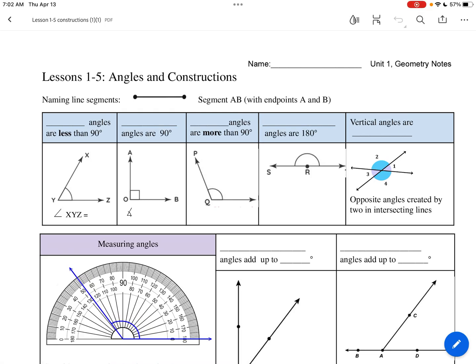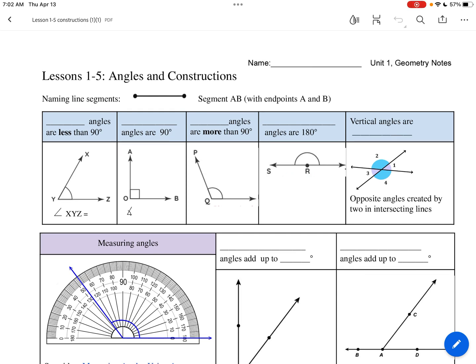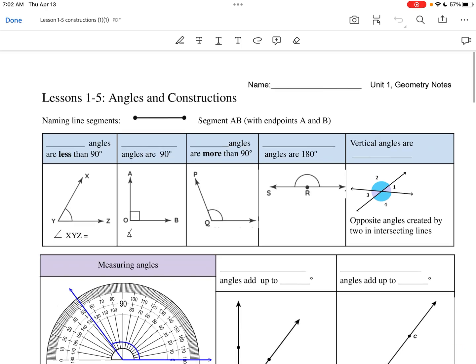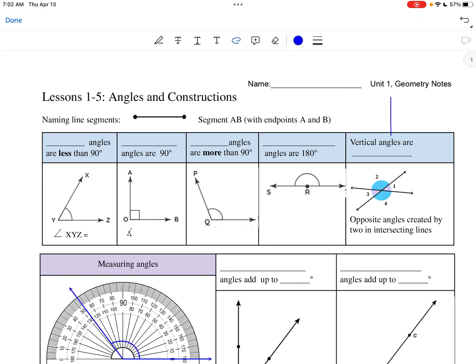Lessons 1 through 5, angles and constructions. So the first thing we're talking about is a line segment. A segment has endpoints, whereas the lines that we've been graphing on the coordinate plane do not have endpoints. They go on forever. We represent them with these little arrows that show that they go on infinitely. But when we're talking about a segment, we give it endpoints. And this segment AB, we could label it with the endpoints A and B.